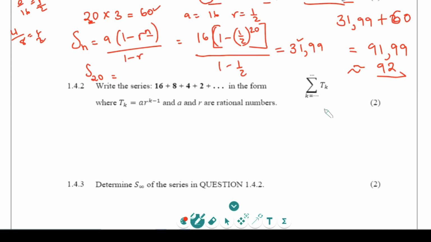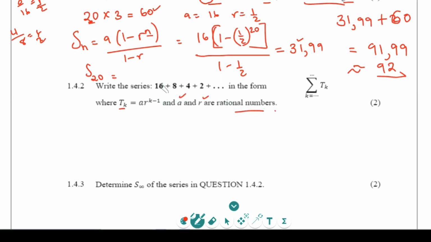They want us to write that series in sigma notation. Sigma notation is just another form of representing numbers, but in the form of a sum, because sigma means sum. We are adding up things. They have told us that tk is ar to the k minus 1, and a and r are basically rational numbers.